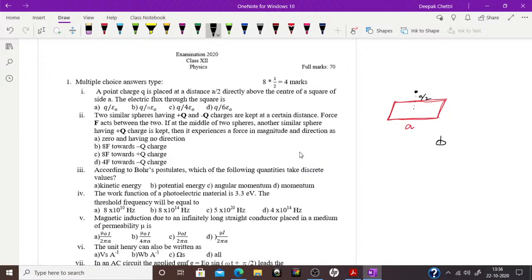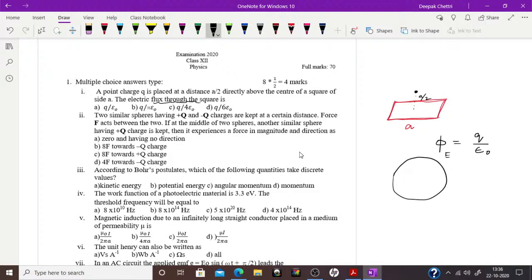Electric flux is written with phi s or phi e, whatever you choose, let us write phi e. The formula for that comes from Gauss's law, which is q by epsilon naught. Now they are asking what is the electric flux through the square. This formula is applicable when you have a closed volume, a closed region. This is not a closed region, it's an open surface.